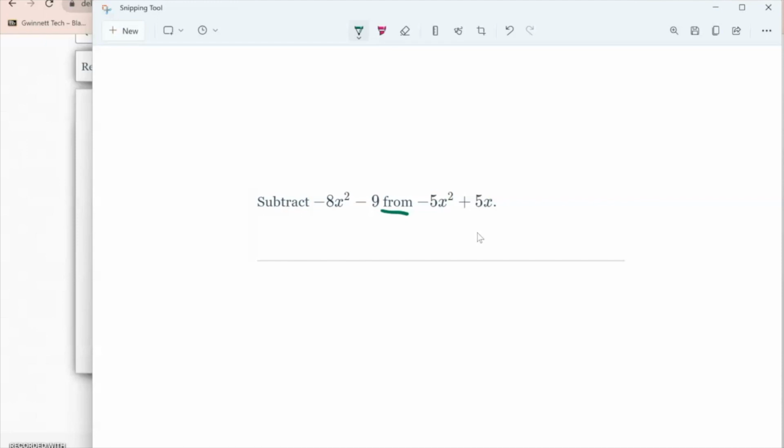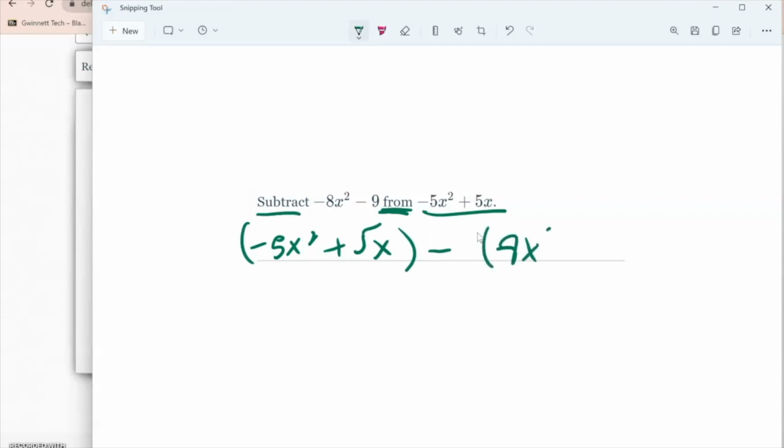All right, and remember, if I'm going to the cafeteria from my classroom, where do I start? My classroom, right? So I start after "from." So I start with this. So it's really negative 5x squared plus 5x. All right, minus, because it says subtract, 8x squared, or negative 8x squared, I'm sorry, minus 9. Okay, so that's the question.